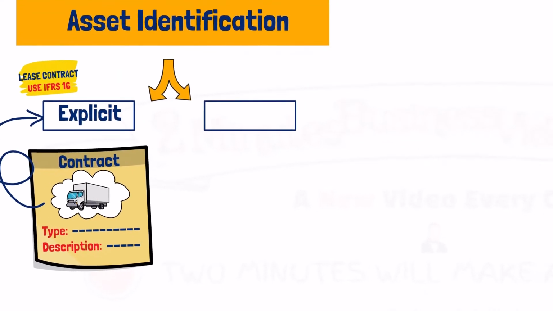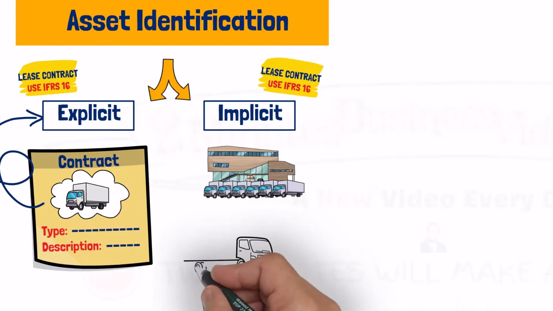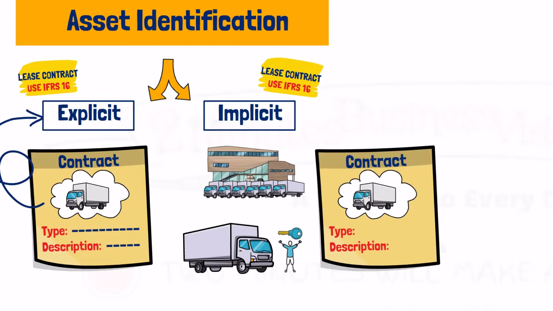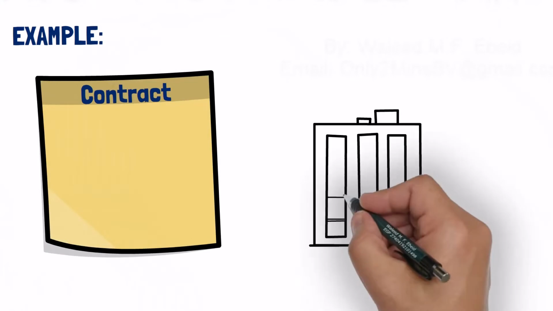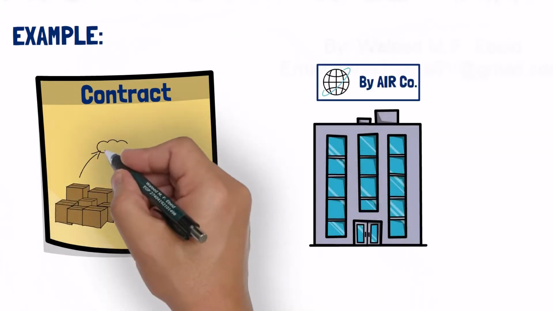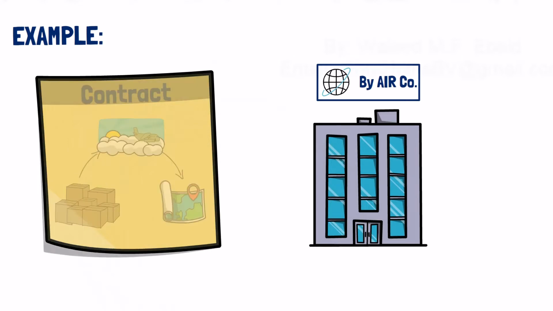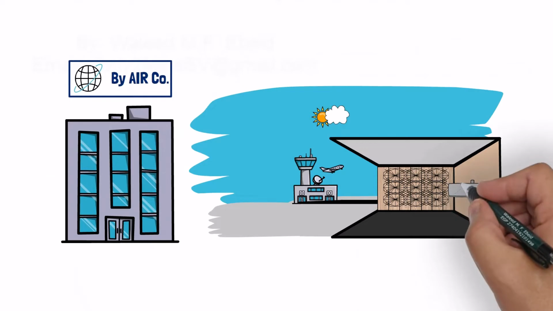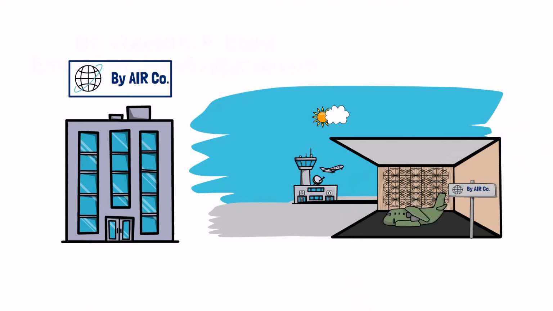The second way is by implicit identification of the asset, where the asset is identified at the time it is made available for use by the customer. It is not explicitly mentioned in the contract. For example, a contract with an air freight company, the supplier, to transport goods for a customer by air to some destination. The contract does not specify any airplane. However, the supplier has only one airplane that can be used to fulfill the customer's contract.